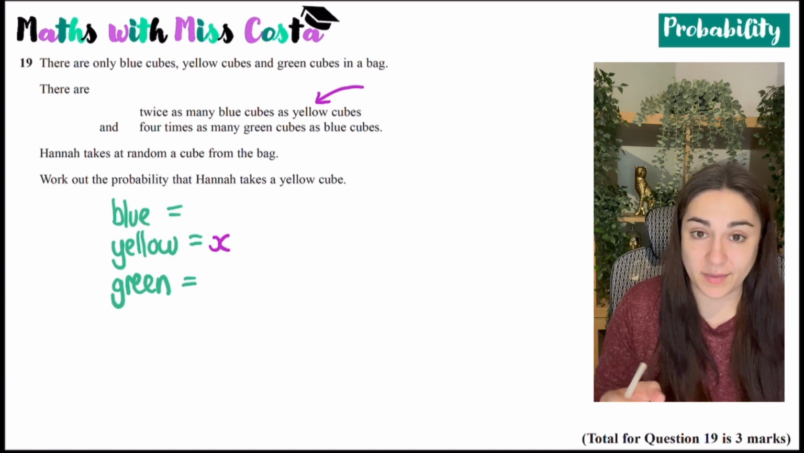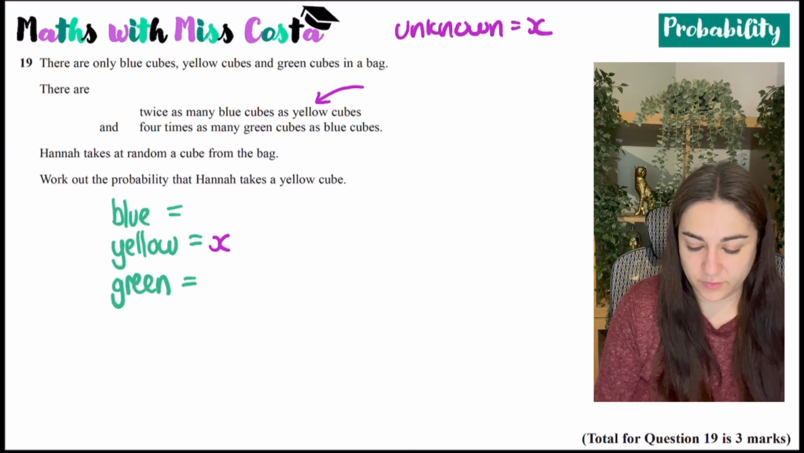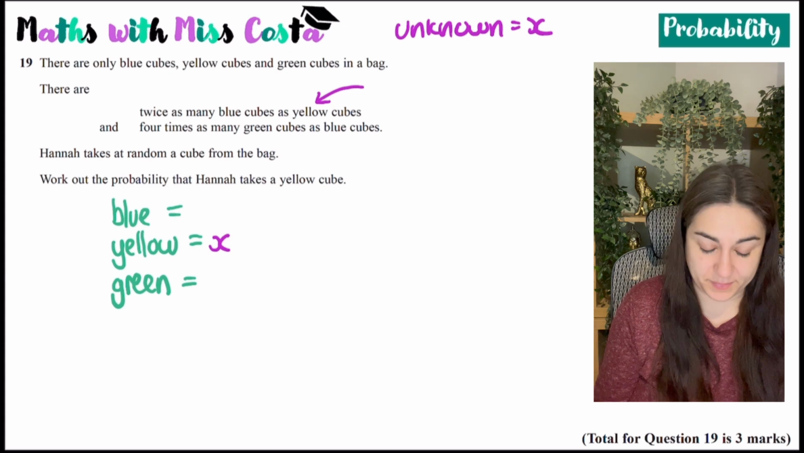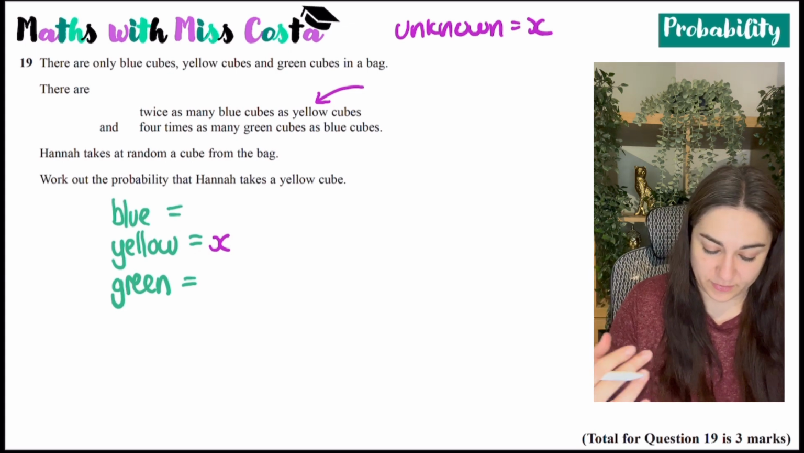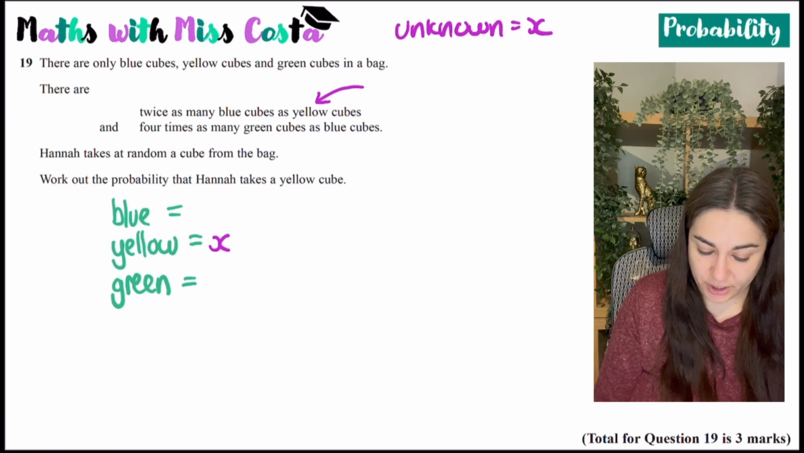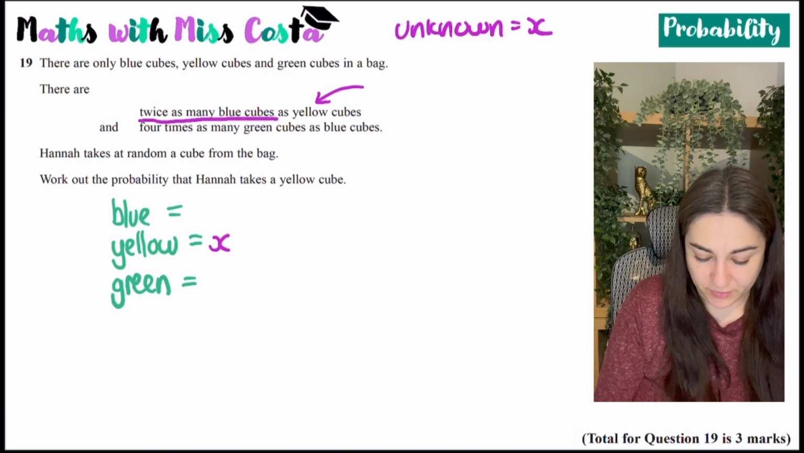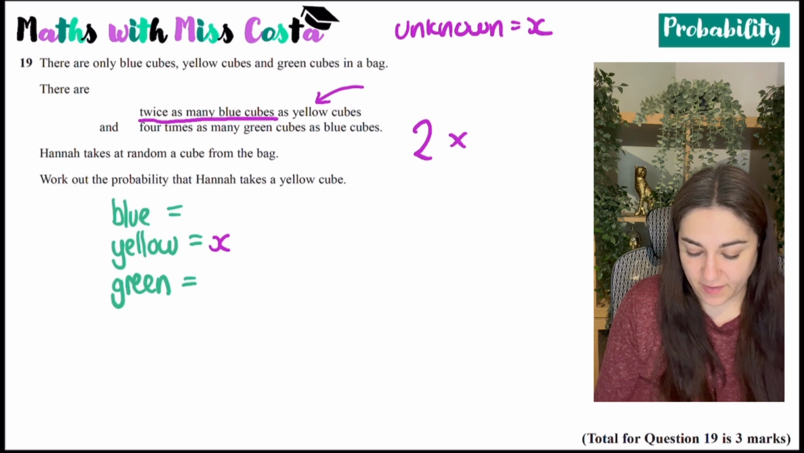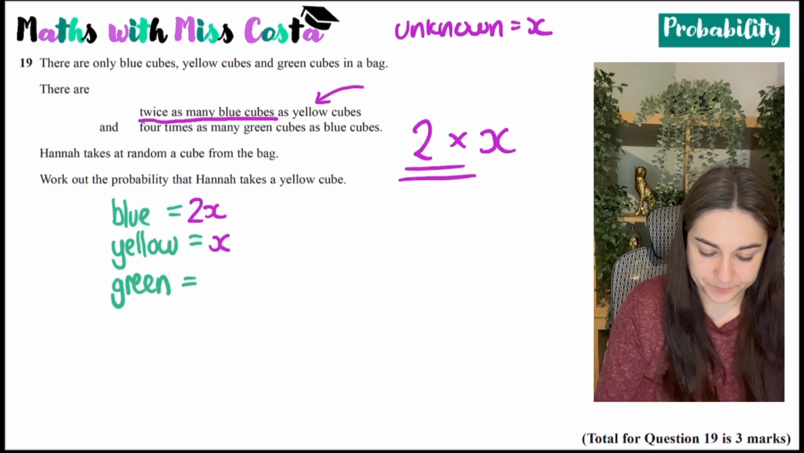Whenever you don't know something, you just use algebra. So whenever you have an unknown, just call it X. X could be 200, it could be 2, it doesn't matter, but I can create a relationship in relation to that. So yellow cubes is X, an unknown amount. I know that there are twice as many blue cubes as yellow cubes. So there are twice as many, which means timesing by 2. So 2 times X would give me 2X.